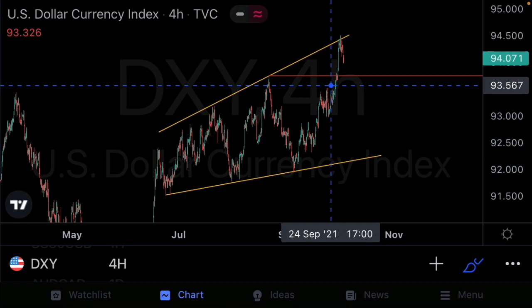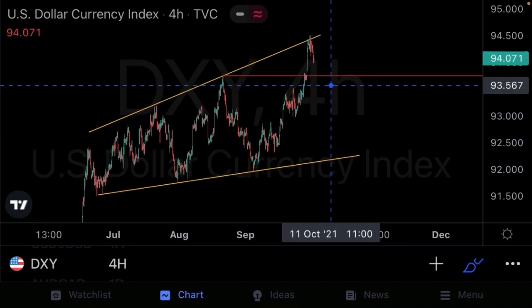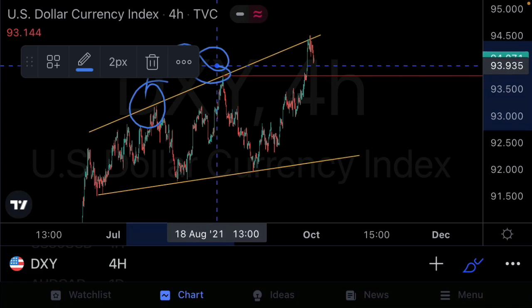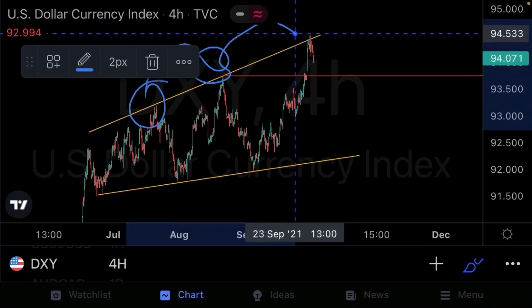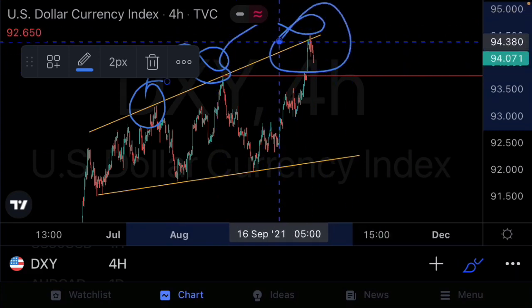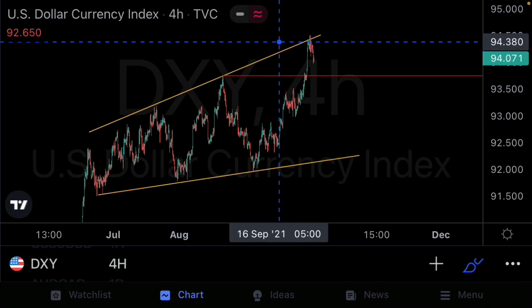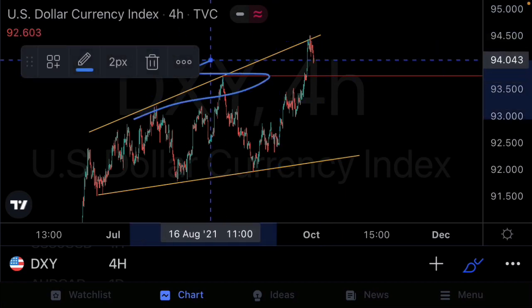So taking a look at our important resistance areas within the structure, we have our first touch here, we have our second touch. We can observe that the market is currently at the third touch of this expanding structure, talking about our dynamic resistance in form of this ascending trend line.